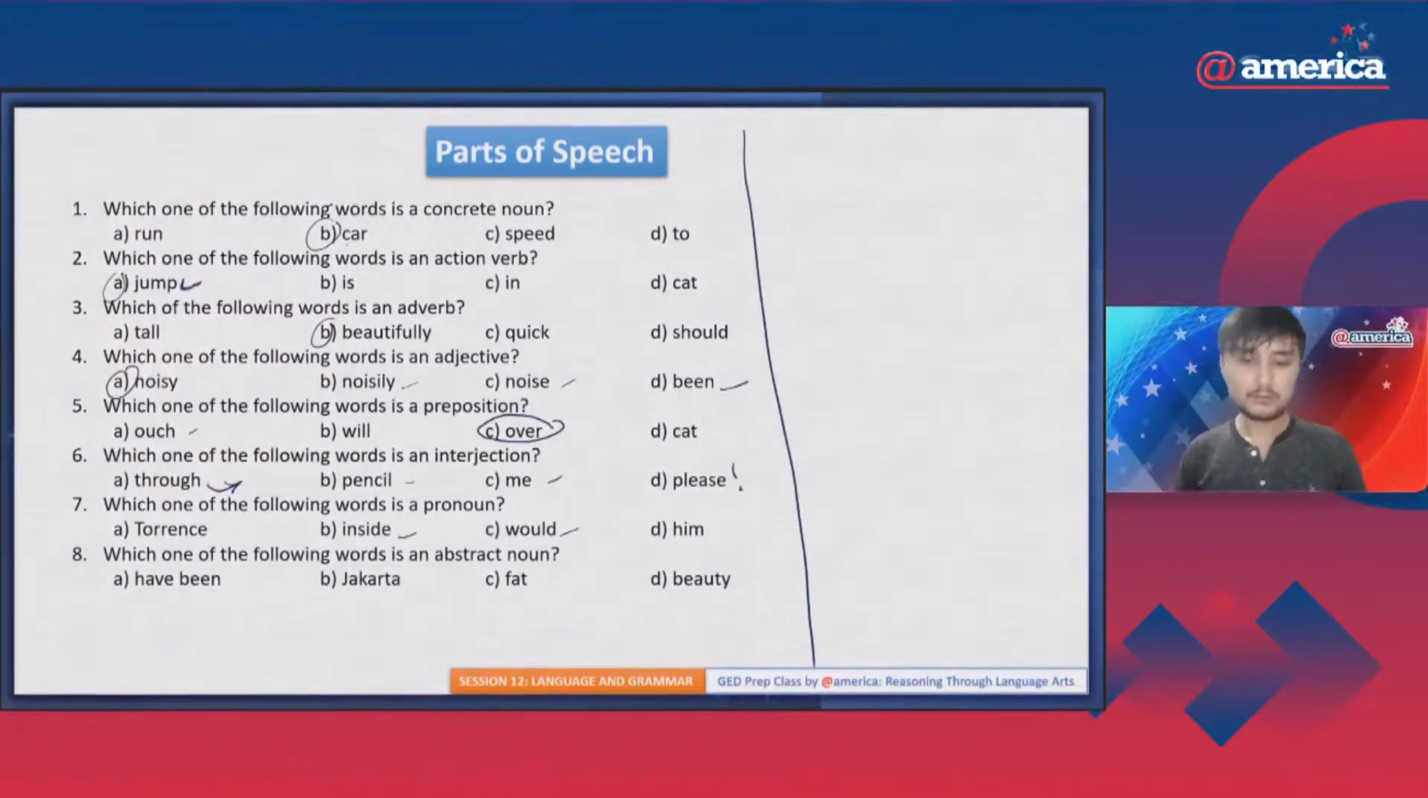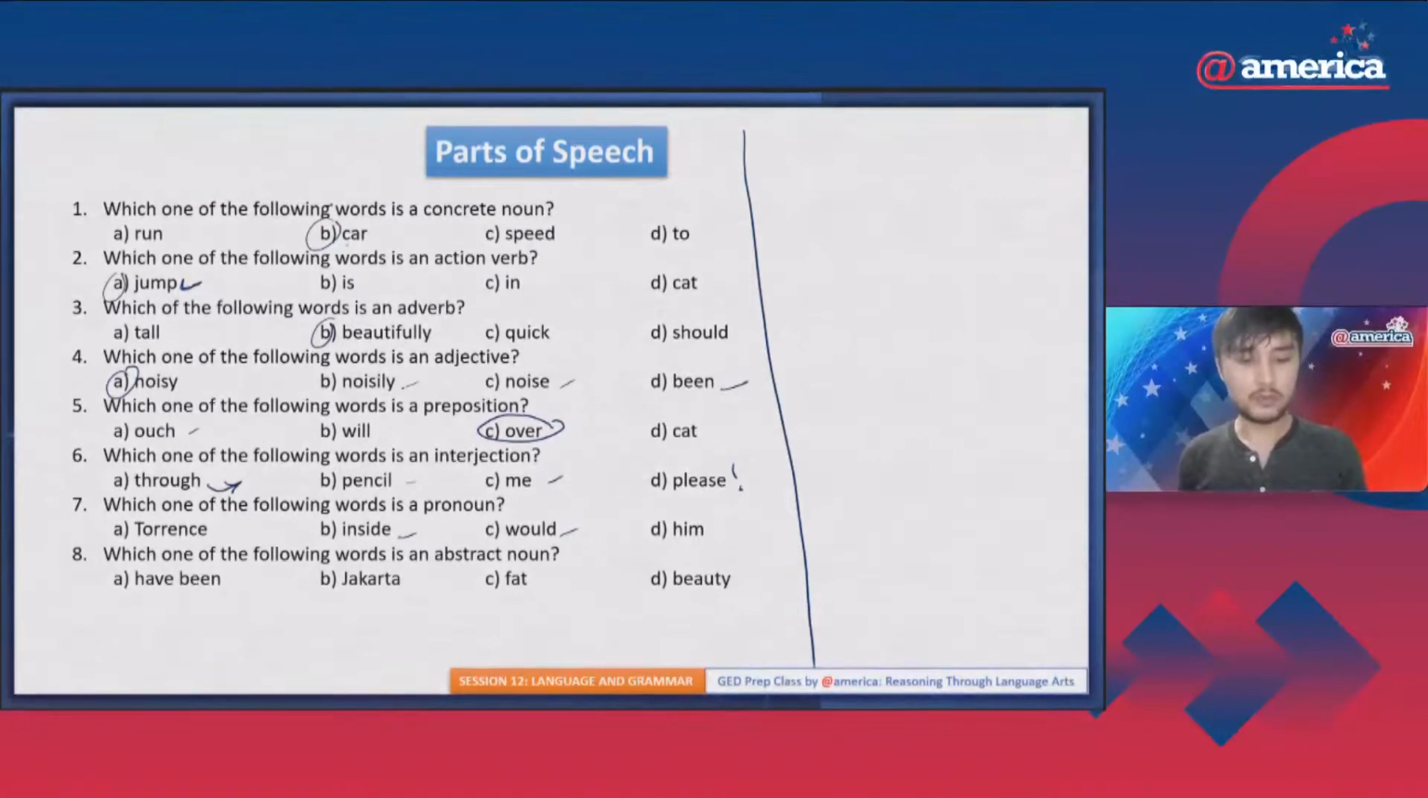Okay. So which of the following words is a pronoun? Tolerance, we know that. Yes, well done. I have got one correct response.